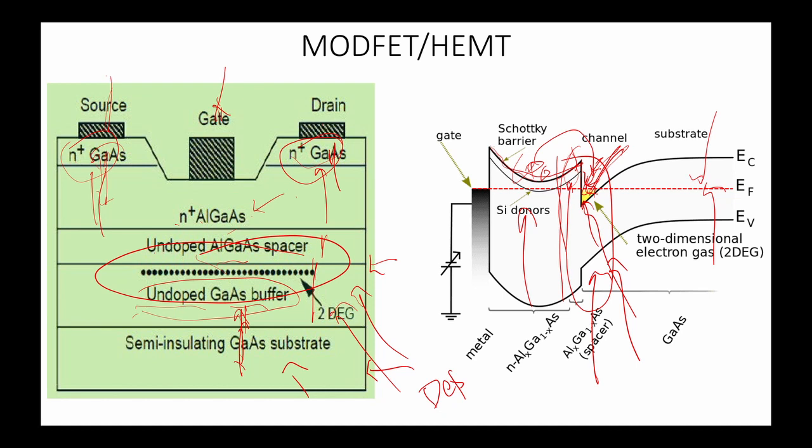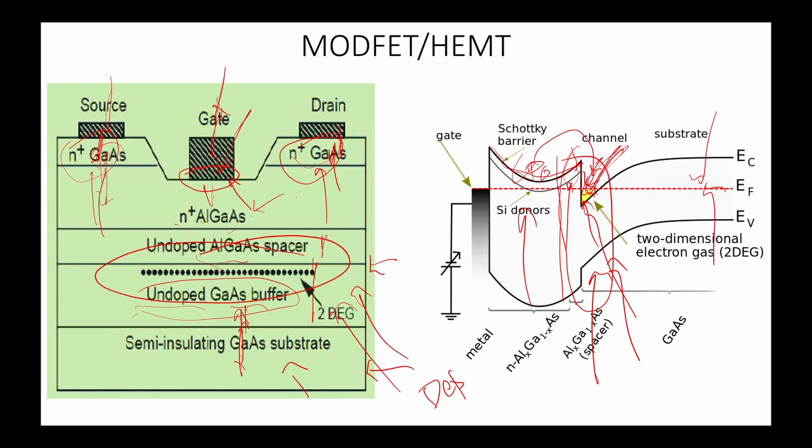One more thing: this junction is a Schottky barrier. There should not be any flow of current through the gate, as that would be a leakage current. This is an ohmic contact, and this is an ohmic contact, but this is a Schottky barrier, so that the least current flows through this terminal.